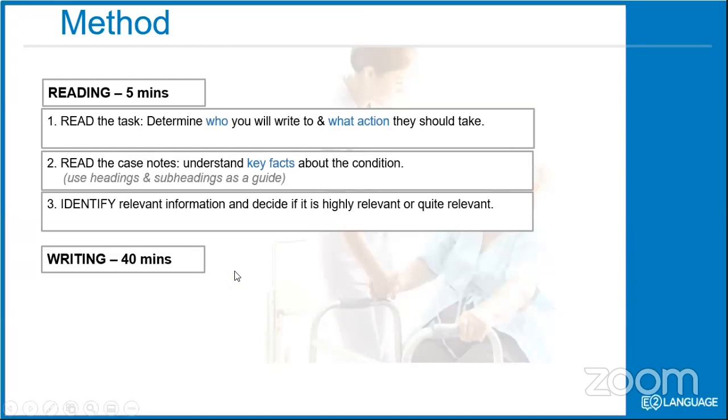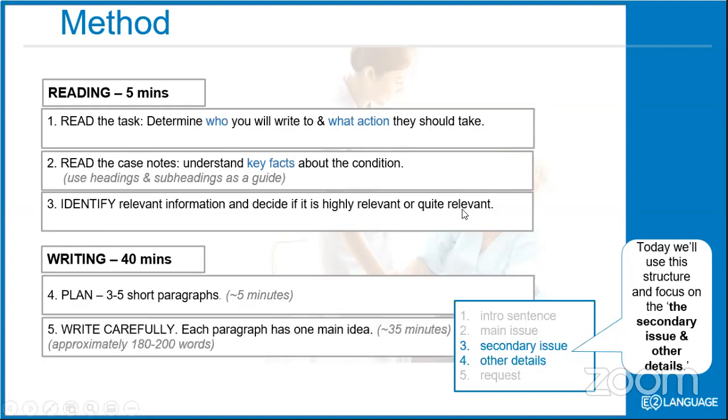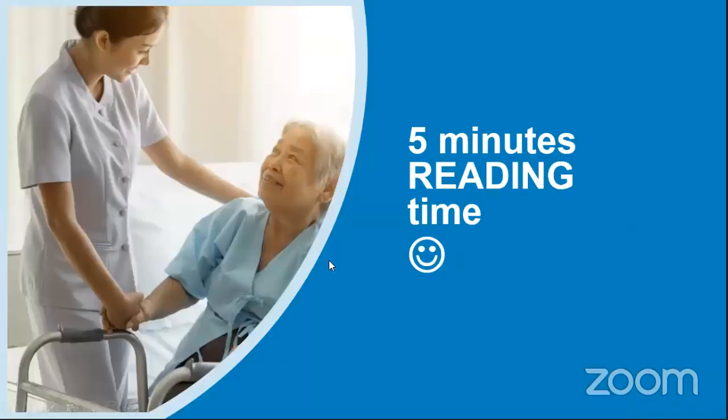And then you've got the writing time of 40 minutes. You've got to plan out 3, 4, or 5 paragraphs. You decide how many paragraphs there'll be. And today, of course, we're only focusing on 2 of them, secondary issue and other details. And you'll spend 30 to 35 minutes writing carefully, continually checking your work. Every paragraph has got an overriding main idea, okay? So 30 to 35 minutes, basically.